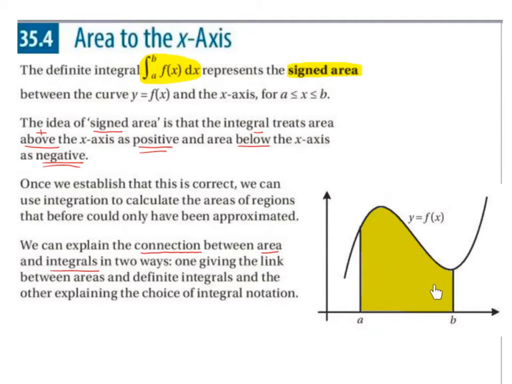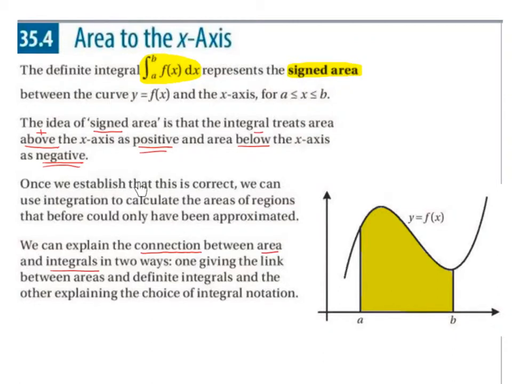So this area. The idea of a signed area is that the integral treats the area above the x-axis as positive and the area below the x-axis as negative. So for example, this area is above the x-axis, so it would be positive. If it was below the x-axis, it would be negative. So that's the whole idea of the signed area.